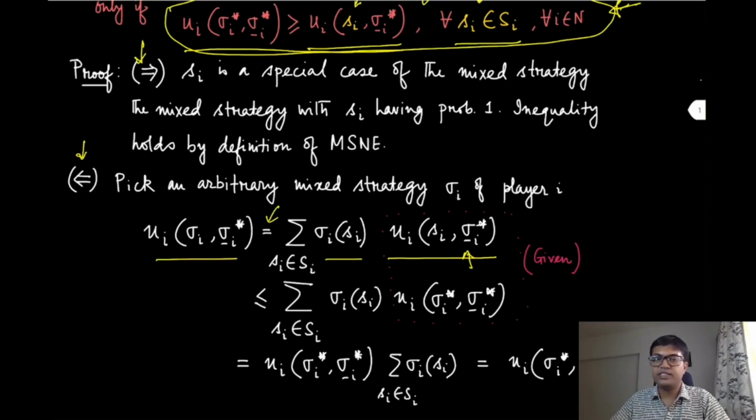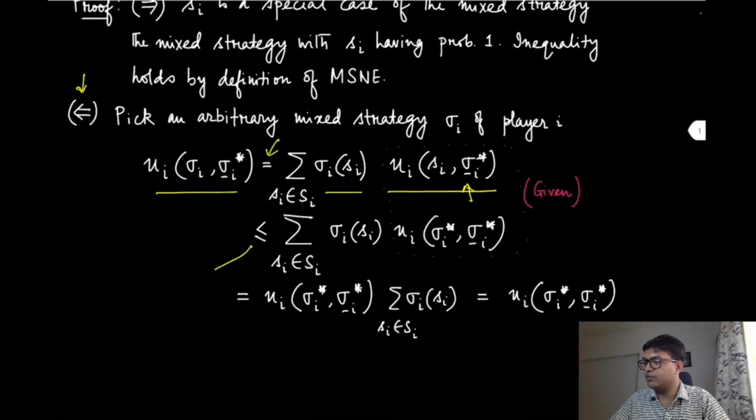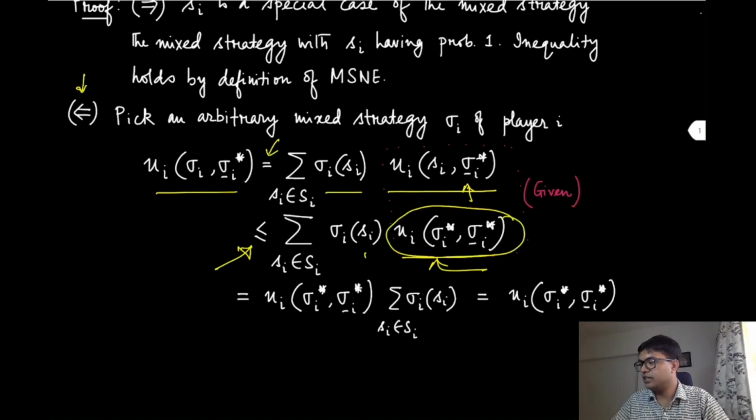Now what we already know, because we are given this particular expression, is that this is going to be less than or equal to, coming from the given condition, u_i of sigma_i star, sigma_minus_i star. Now sigma_i star and sigma_minus_i star are very special mixed strategies. They do not depend on this S_i anymore. So this expression u_i of sigma_i star, sigma_minus_i star is completely independent of S_i. Therefore in this summation I can take that quantity outside.